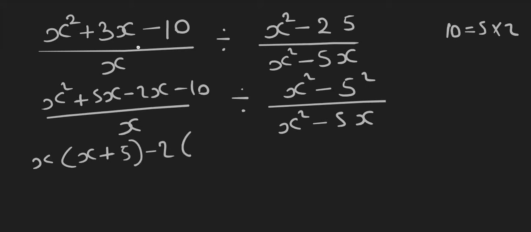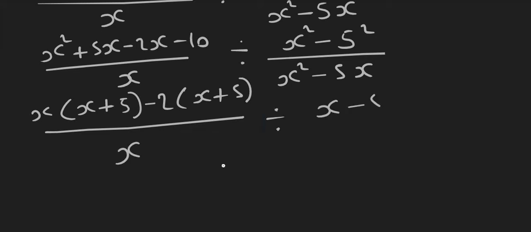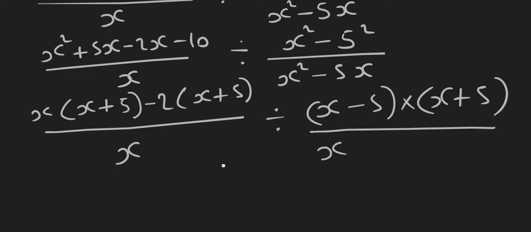We take minus 2 out. That is, this term is divided by minus 2. Therefore, we get x plus 5, because minus 10 divided by minus 2 is plus 5. Therefore, x into x plus 5 minus 2 into x plus 5 over x, divided by x minus 5 into x plus 5, because x squared minus 5 squared is x minus 5 into x plus 5 over x. We take the x out and write x minus 5.